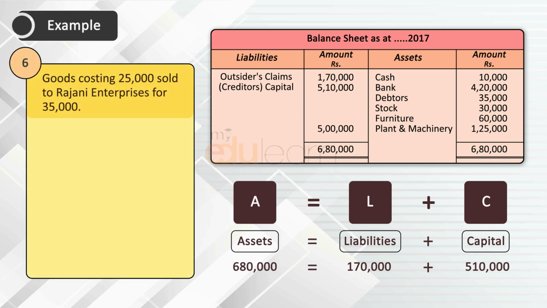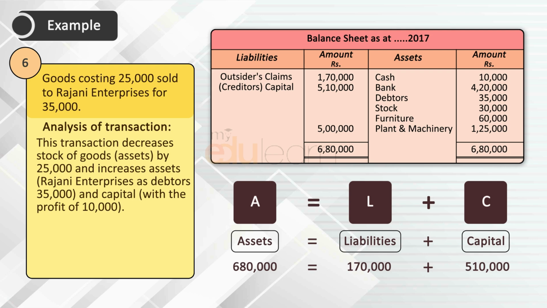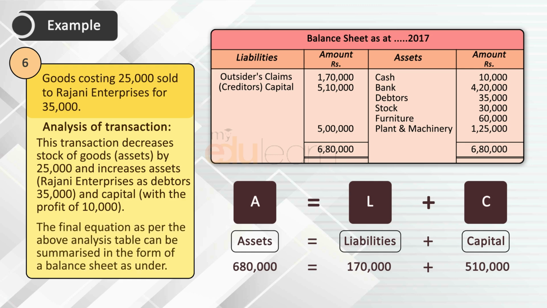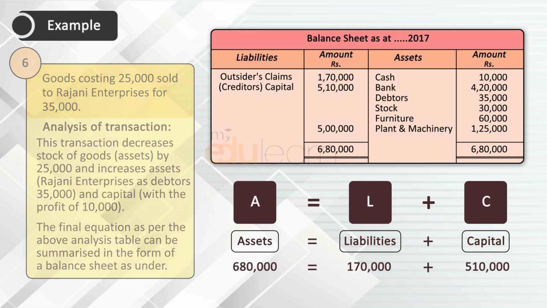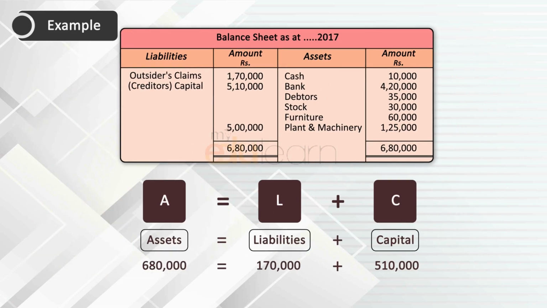6. Goods costing 25,000 sold to Rajni Enterprises for 35,000. Analysis of transaction: this transaction decreases stock of goods, assets, by 25,000 and increases assets, Rajni Enterprises as debtors, by 35,000 and capital with the profit of 10,000. The final equation as per the above analysis table can be summarized in the form of a balance sheet as under. In this balance sheet, you can see that the asset side is equal to the liability side.